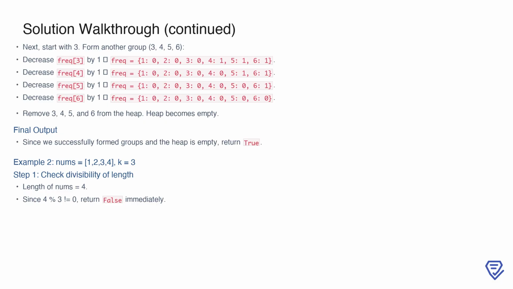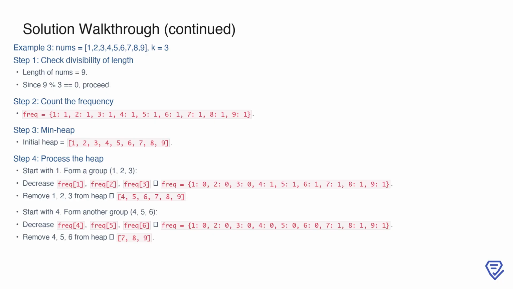In a second example, where nums is 1, 2, 3, 4, and k is 3, the length of the array is 4, which is not divisible by 3. In this case, we immediately return false because it's impossible to divide the array into groups of size k. For the third example, nums is 1, 2, 3, 4, 5, 6, 7, 8, 9, and k is 3. The length of nums is 9, and since 9 is divisible by 3, we move forward.